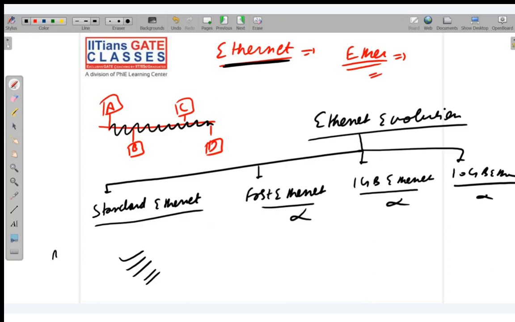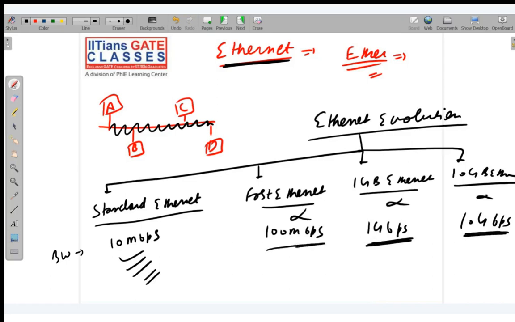And let me tell you the bandwidth. That is important. For standard Ethernet, bandwidth is 10 Mbps. For fast Ethernet, it is 100 Mbps. For this, it will be 1 Gbps. I think you have got it from the name itself. And here 10 Gbps. 1 gigabit per second, 10 gigabit per second, 100 megabit per second, and 10 megabit per second. This is bit. Okay, don't consider it as byte. So let me write it if you are getting confused. 1 Gbps and 10 Gbps. Small b. Okay, so it's small b.